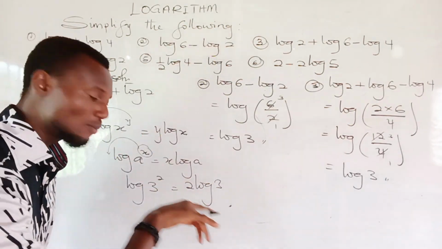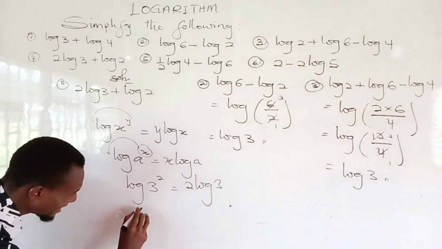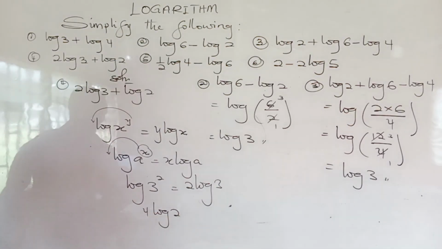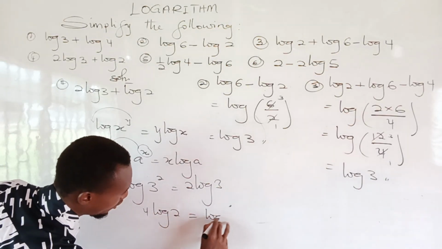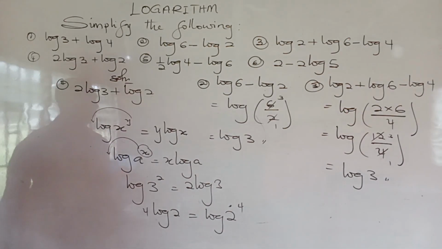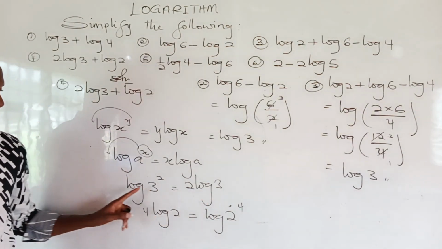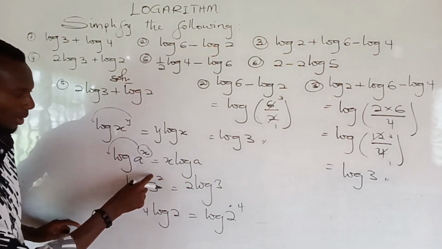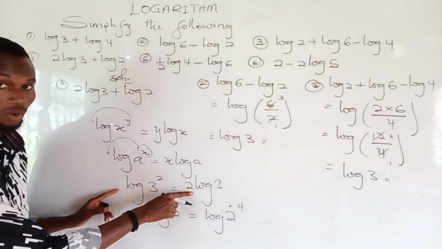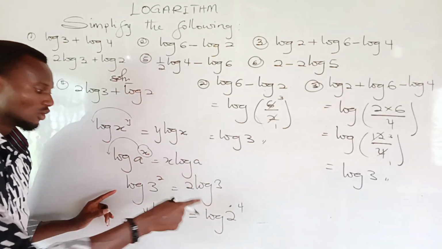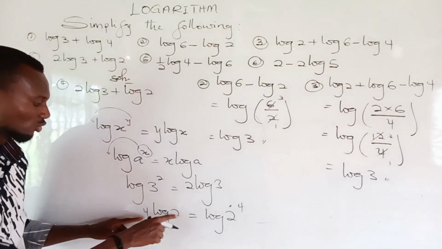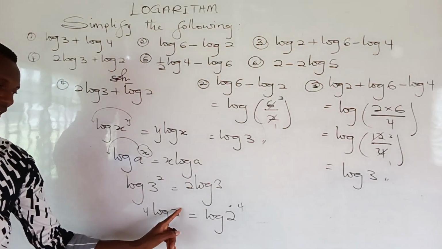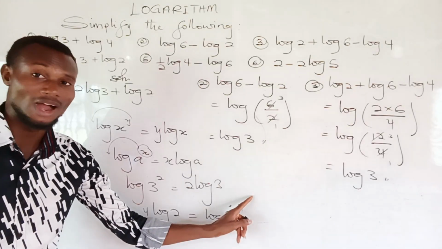So it's in the same way that when you have, let's say, 4 log 2, it can be written as log 2 to the power 4. Okay, so look at this one. Having log 3 to the power 2, we wrote it as 2 log 3 because the power here became a coefficient to the log. That's what you have here, so 2 log 3. So in the same way, when you have 4 log 2, this coefficient can come back and become a power to the value which is here, which is the 2. That's why I have log 2 to the power 4.